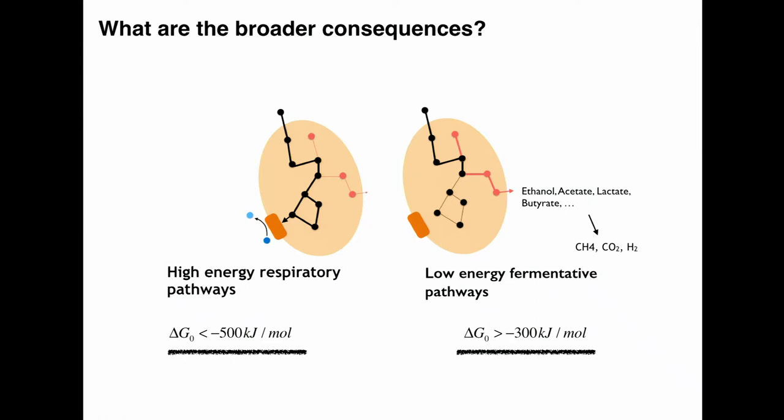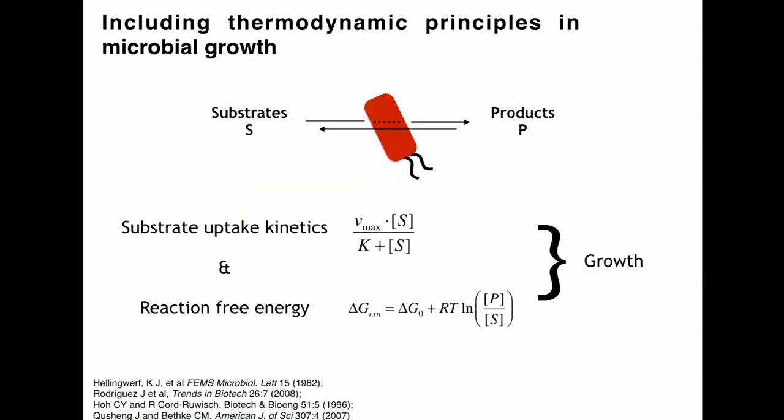So we thought about what will be the broader consequences of this, because this is something that people usually don't think about. People think about E. coli, oxygen, glucose. And if you think about the low energy, or the energy that is close to zero, what it means is that we are closer to a thermodynamic equilibrium, right?